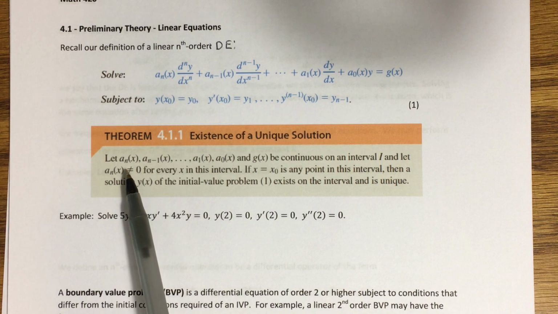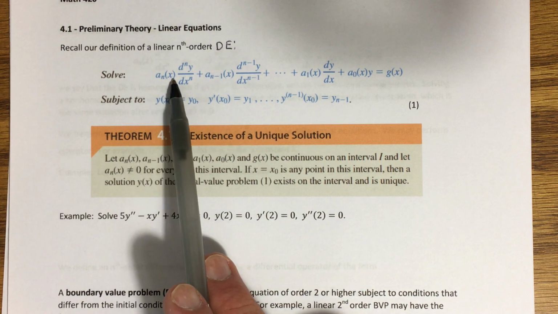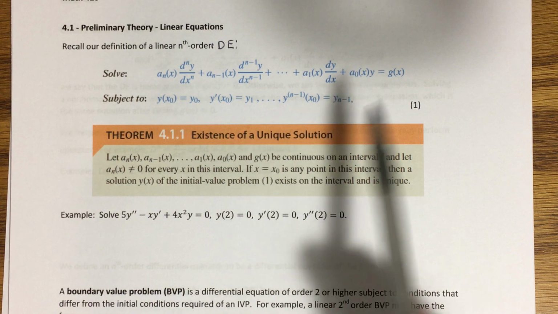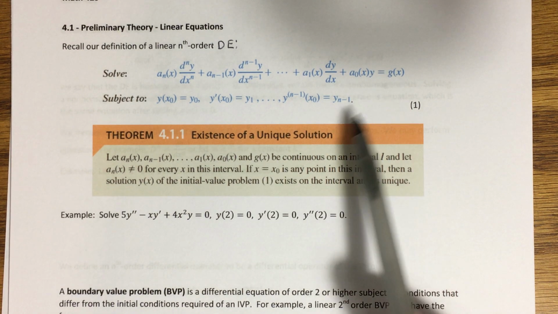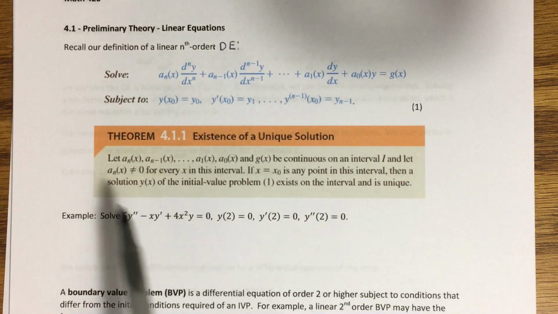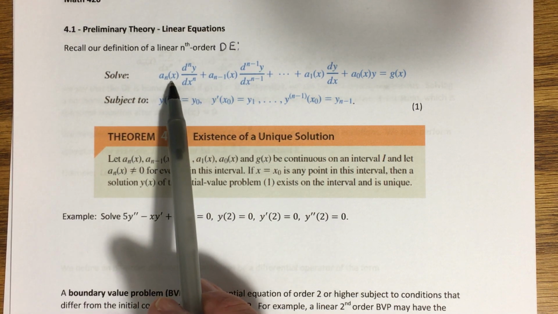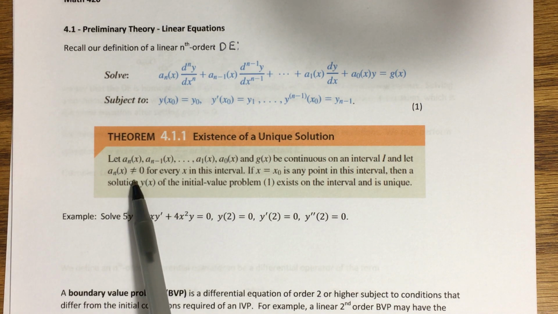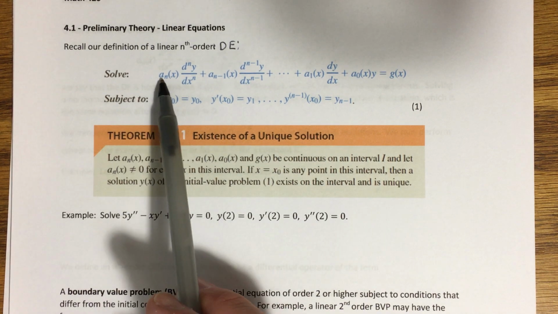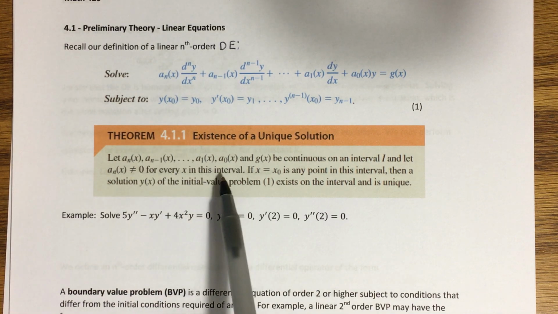So we're looking at this DE up here, and we're going to say, let's suppose that all of these coefficient functions, a_{n-1}, all of them up here, as well as this function on the right-hand side, g of x, are all continuous on an interval I. In particular, we're going to assume that the leading coefficient, a_n of x, the first function of x right there, is not equal to 0 for all of the x's in that interval. I'm not just saying that it's not the 0 function. I'm saying that it's not equal to 0 for anything that I can plug in there from that interval I.